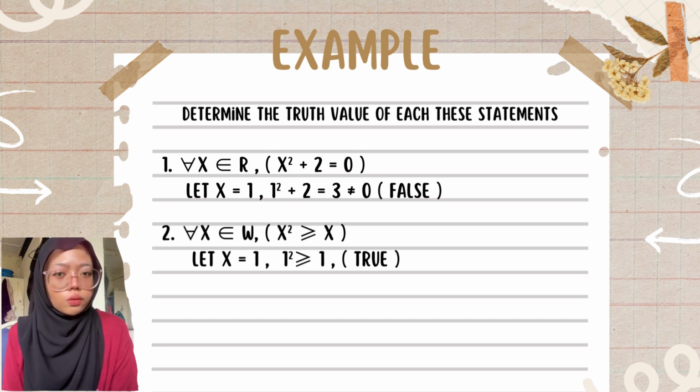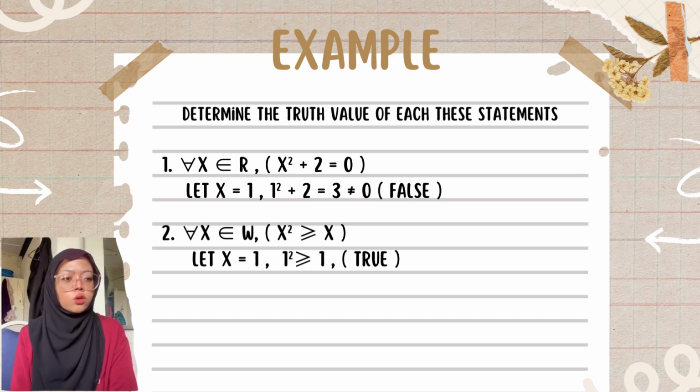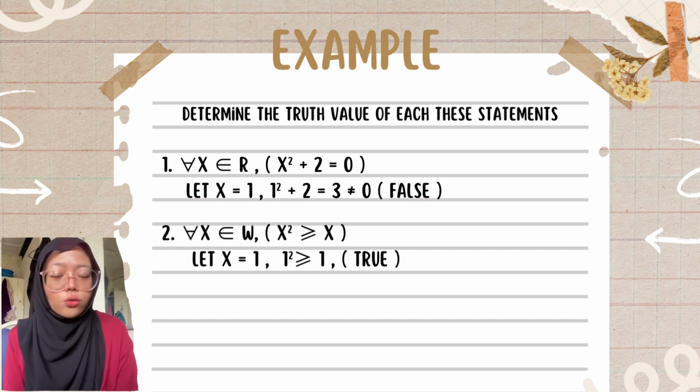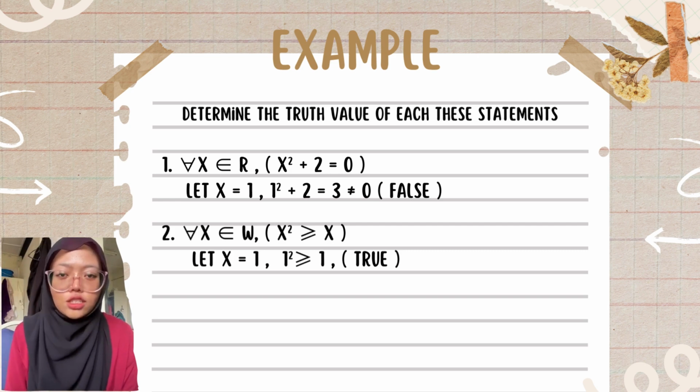The second example is let x consist of whole numbers and x squared is more than or equal to x. So let x equal 1, so 1 is more than or equal to 1, so it is true. So it proves that the statement is true.